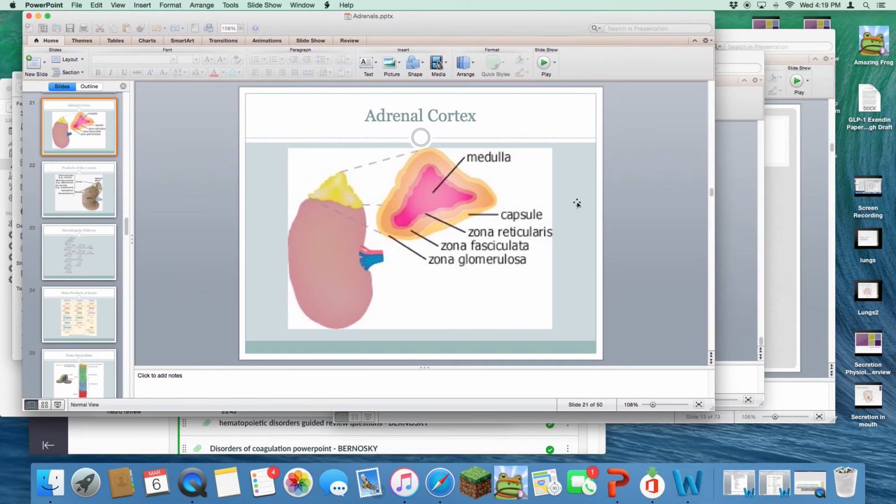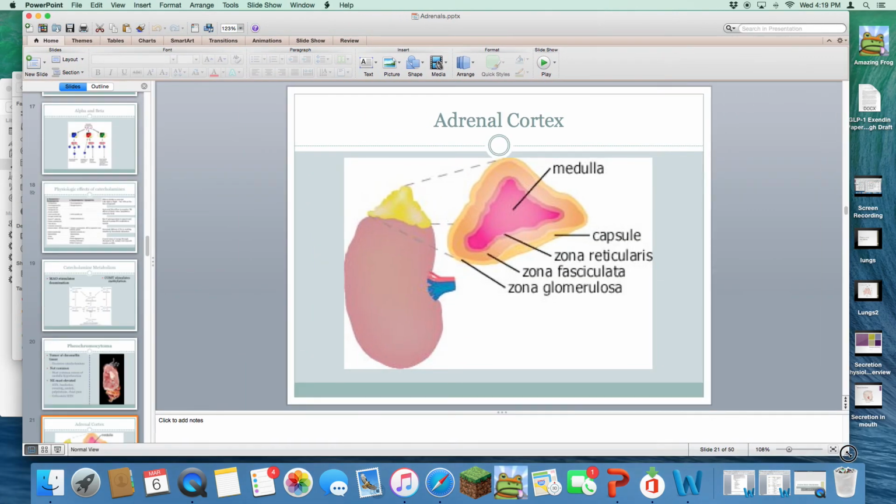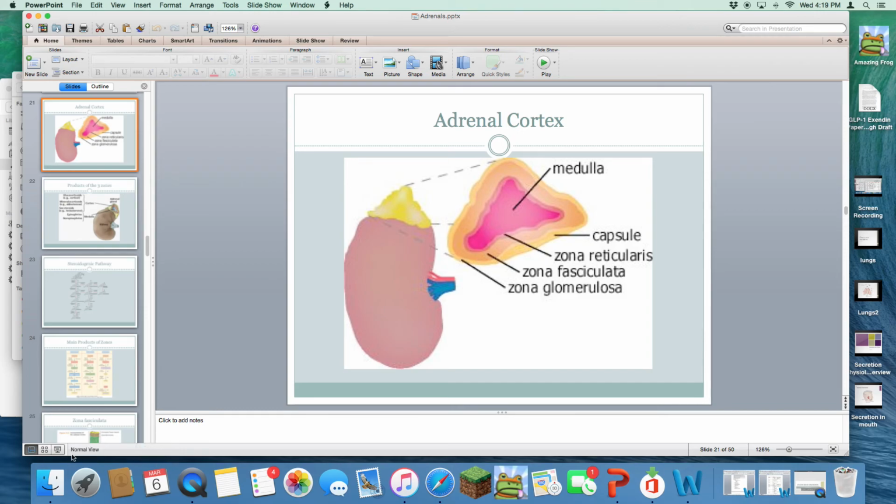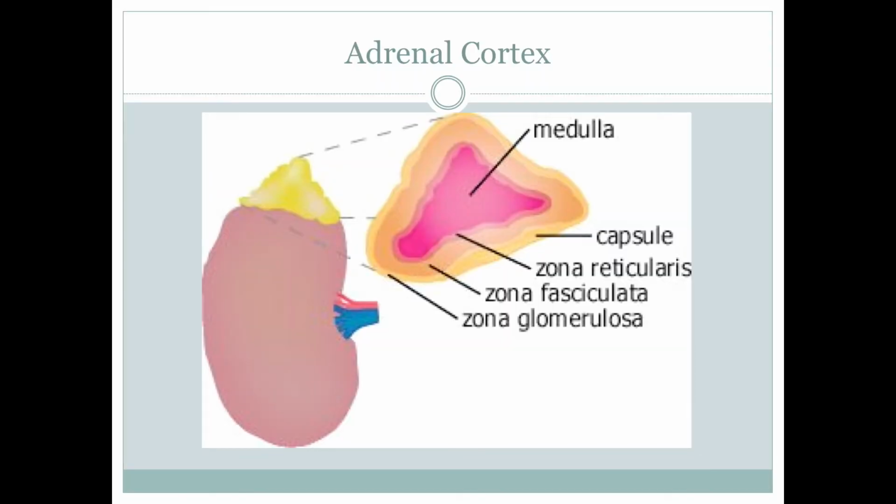This is the second part of the adrenals lecture. So we will be talking now about the adrenal cortex. This is the part of the adrenal glands that is going to respond in association with the HPA axis.